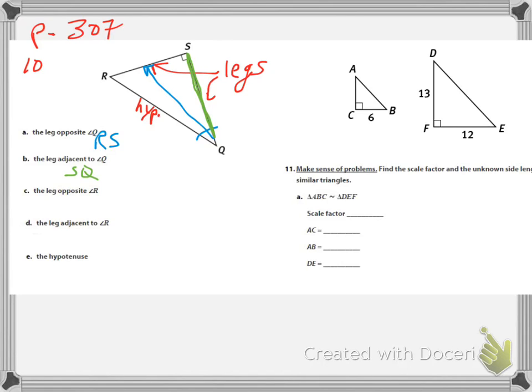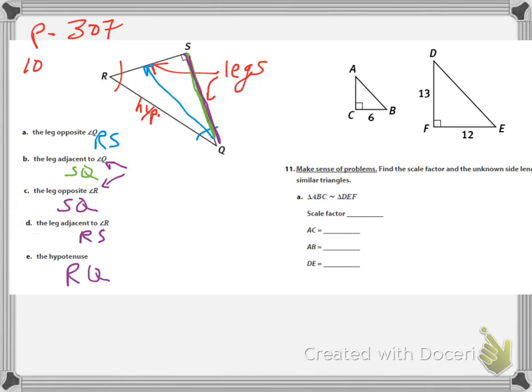Part C, the leg opposite angle R. So we're now not looking at angle Q, we're looking at angle R as our point of reference instead. And that's an important concept, the angle of reference. Relative to angle R, part C, the leg opposite angle R would also be SQ. Because from R's perspective, it's across. It's not next to, it's across. So that's why B and C are the same answer. You have different angles, right? R and Q. Part D, the leg adjacent to angle R, that would be RS. And the hypotenuse is RQ.